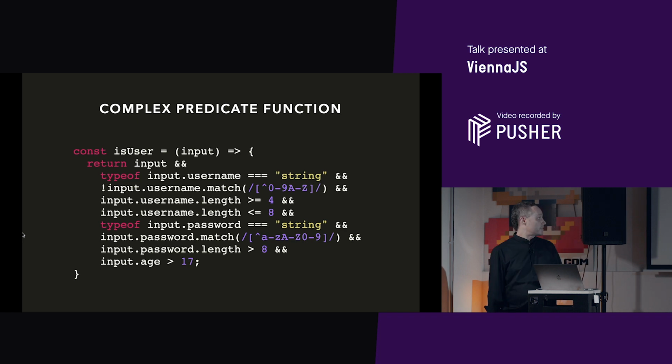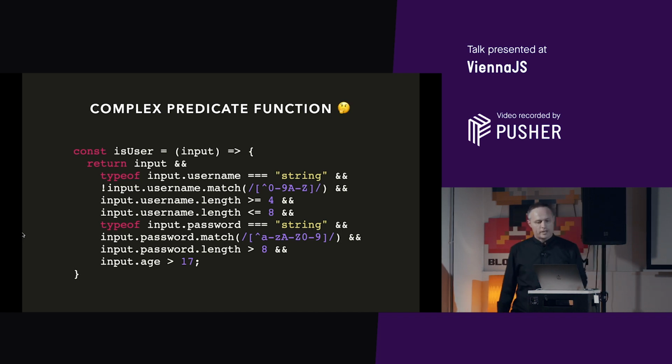And so then we have, here's a complex predicate function. Again, excuse the red, but basically we've got const isUser, its function takes input, and then we're returning input and typeof input is username, blah, blah, blah, blah, blah.